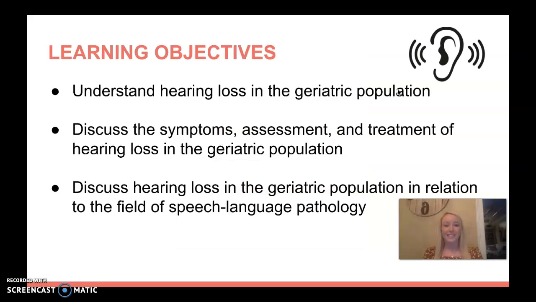After this presentation, I would like for you all to be able to understand hearing loss in the geriatric population, to be able to discuss the symptoms, assessment, and treatment of hearing loss in the geriatric population, and to also be able to discuss hearing loss in the geriatric population in relation to speech-language pathology.